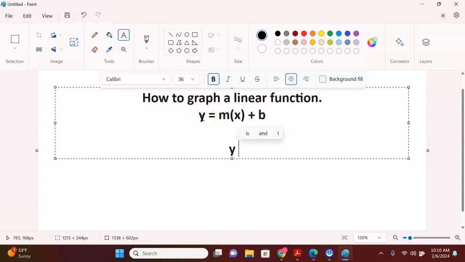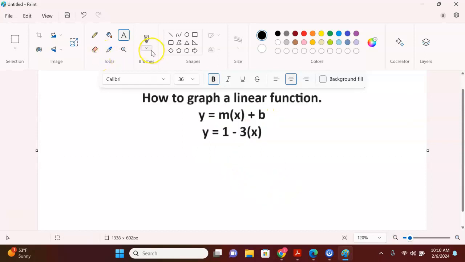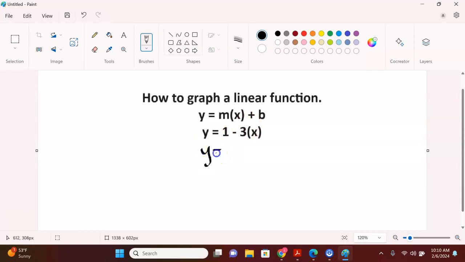So let's take a look at the equation I gave you guys from the chapter 7 test. I think it was y equals 1 minus 3x. Even though it doesn't look like it's in the form y equals mx plus b, I can rewrite this equation by changing the order of the 1 and the negative 3x. So I can rewrite that as y equals negative 3 times x plus 1.